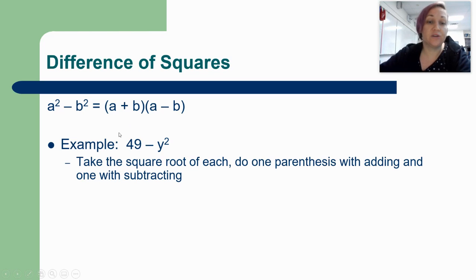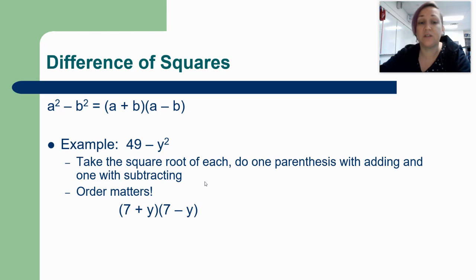So again, here's the process. If you want to write it down, we're going to square root each number. And we're going to write 2 parentheses, one with a plus sign in between and one with the minus sign. You do have to make sure that you're keeping the order the same. So since the problem started with a 49, I am going to start my parentheses with a 7. So I get 7 plus y and 7 minus y in no particular order. So it doesn't matter which one is first and which one is second. You can put the plus sign first or the minus sign first. You just need to have one of each. That's pretty much it for difference of squares.